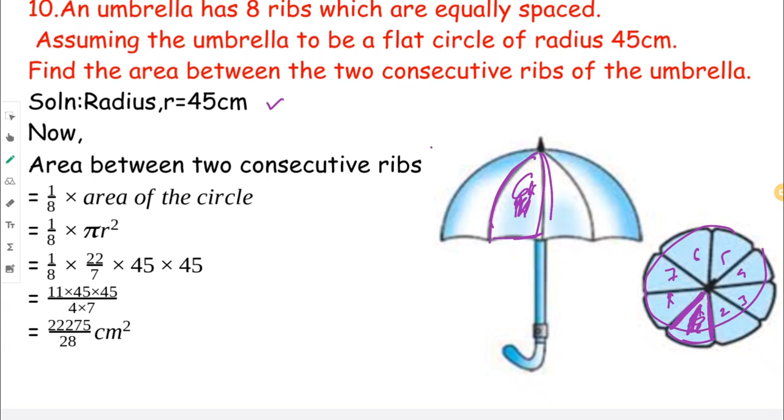Pi is 22 by 7. Radius is 45, square is the rest, so 45 into 45. Now let's start dividing. Then 2 11s are 22, and then 2 4s are 8, right? So we can't divide anymore, so we just have to multiply there. 11 into 45 into 45, I'll get 22,275. Then 4 7s are 28, okay? And you can just leave it there because that's how your textbook has been doing it. Clear? So how much is the area? 22275 by 28. That means this region, one rib, the area is.